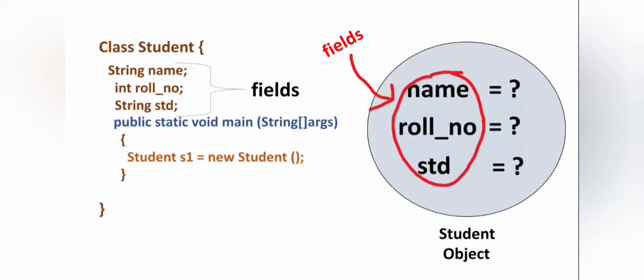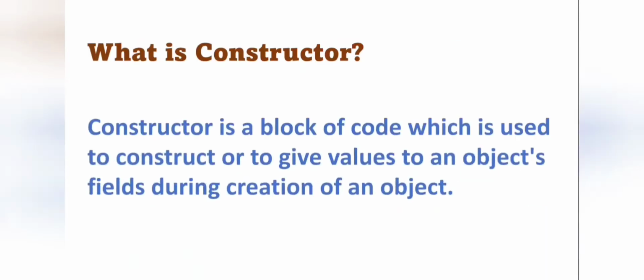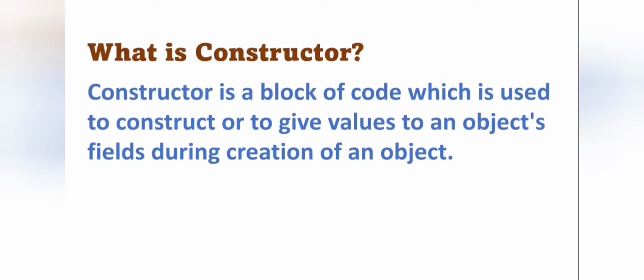So if we think from a real life point of view, after the birth of any child, the name is given to that child at the time of the naming ceremony function. Similarly, in Java, using a constructor, values are given to an object at the time of object creation. So basically, a constructor is a block of code which is used to construct or to give values to an object's fields during creation of an object. Or we can say a constructor is a place where object initialization takes place, and object initialization means to give values to an object.